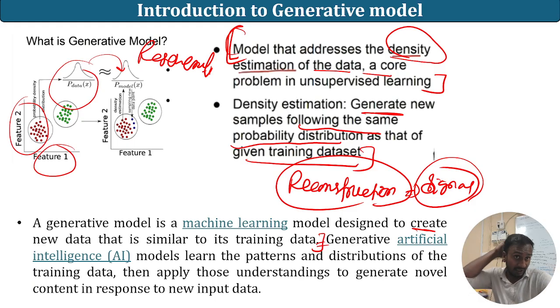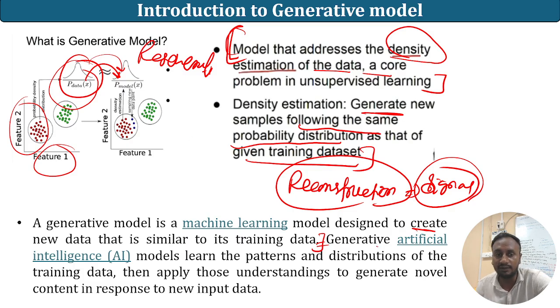So what is the generative model? A generative model is something we use to make reconstructions, or to generate data. Whatever probability distributions were there earlier, we are going to create a new data set. Generative AI learns the pattern and distribution of the training data and applies that understanding to generate novel content in response to new input data.